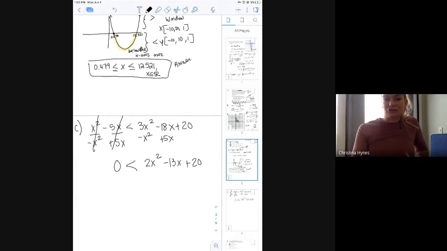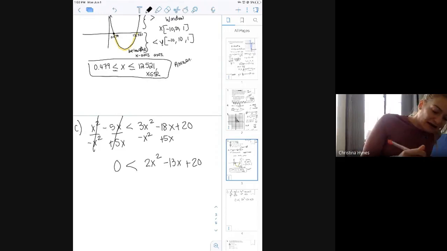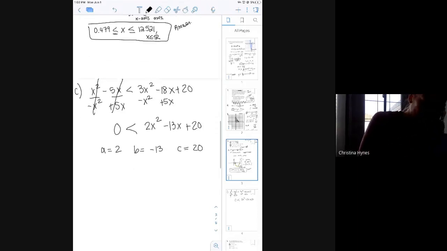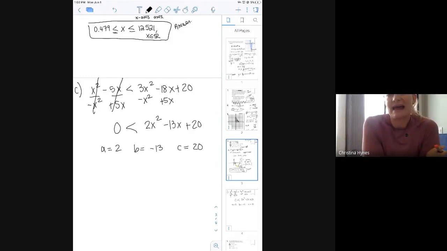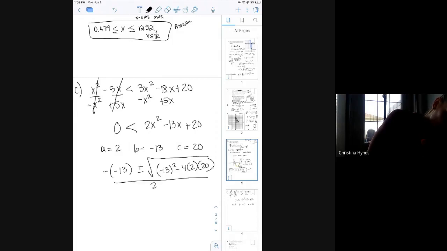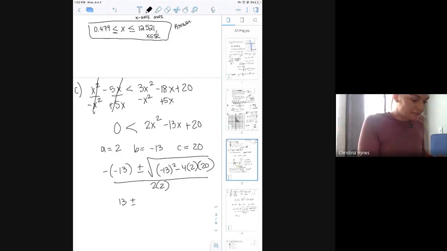Again, you could try factoring it, or you could use the quadratic equation where a is equal to 2, b is equal to negative 13, and c is equal to positive 20. So I'm going to use the quadratic formula to solve for the x-intercepts. Negative b, so negative negative 13, which becomes positive 13, plus or minus the square root of b squared minus 4ac, divided all by 2a. And then I'm going to calculate the radicand value.